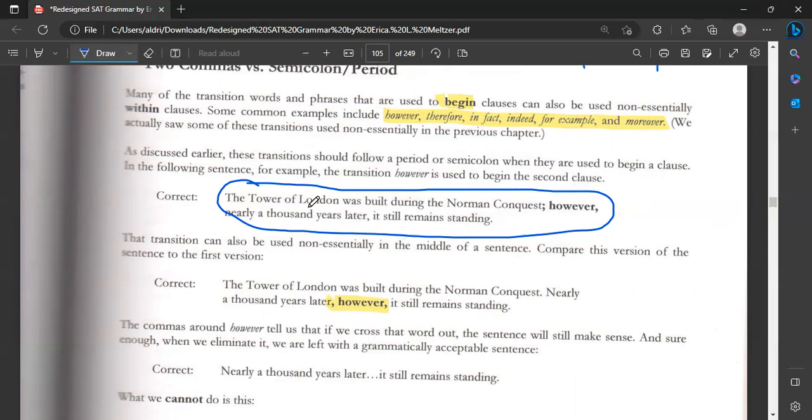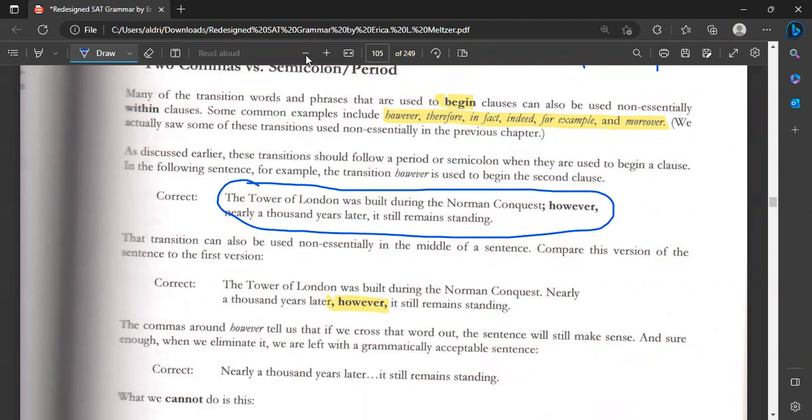That's okay, because remember, transitions like however and therefore should always be followed by a period, which is a full stop, or a semicolon, always, if they're beginning a clause. Otherwise, if they're within a clause, they should be used non-essentially. So that's okay in this case. However, nearly 1,000 years later, it still remains standing.